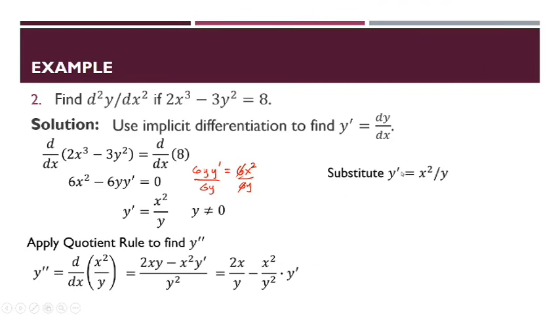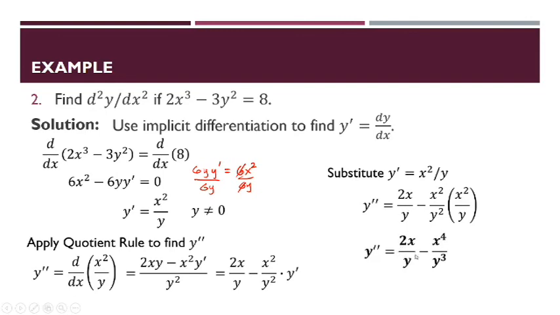Then, substituting yung y prime. So, tatanggalin natin yung naka first derivative na function. So, substitute natin, para ang matitira na lang is yung variables x and y. And yung second derivative would not be in terms of another derivative. So, we have y prime is equal to x squared over y. So, substituting that, we have 2x over y minus x squared over y squared times x squared over y. Then, multiplying this, we have 2x over y minus x to the fourth over y cubed.